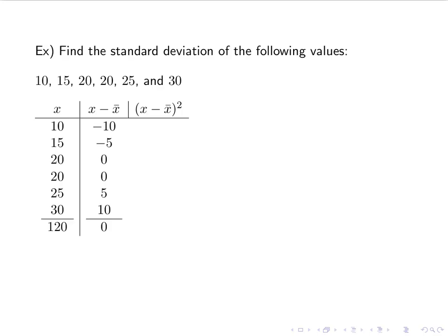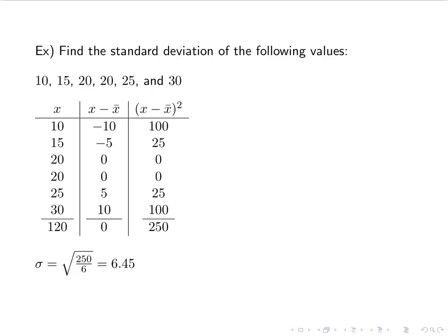So again, we're going to take that middle column and then square it. So we get 100, 25, 0, 0, 25, 100. Add those up, and we get 250. And then we're going to use the formula. So we have that it's the square root of 250 over 6. And that gives us 6.45. So that tells us that these values are more varied than the previous one.